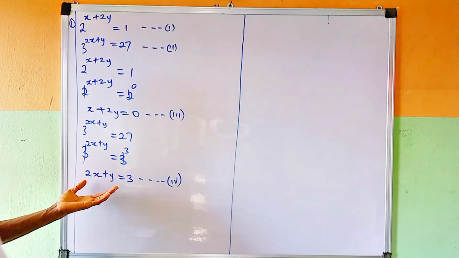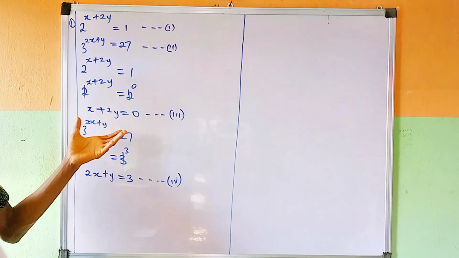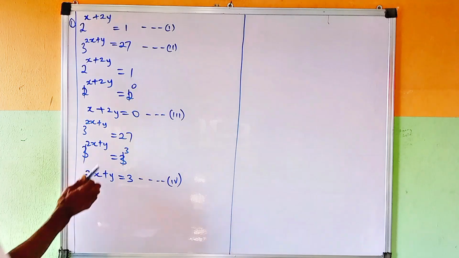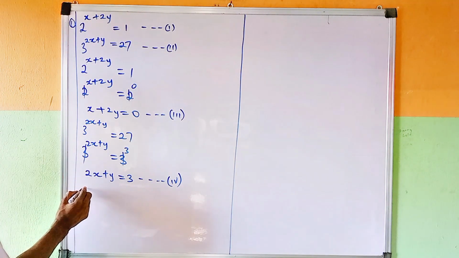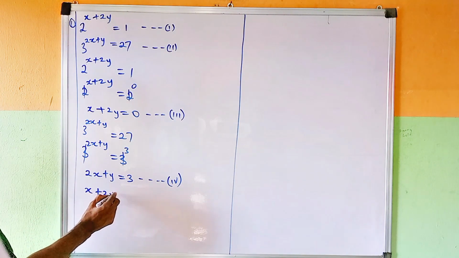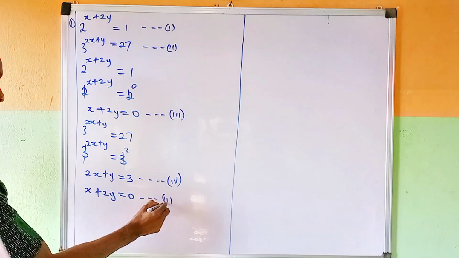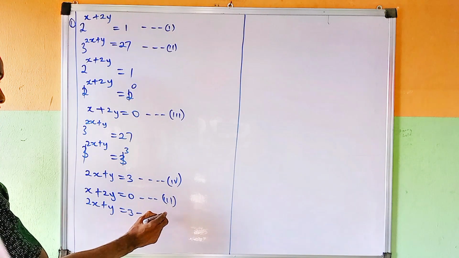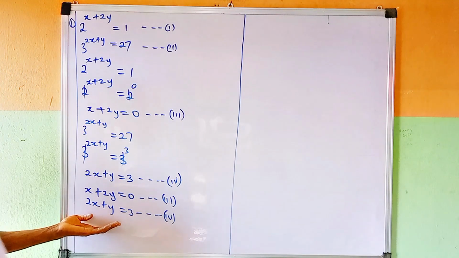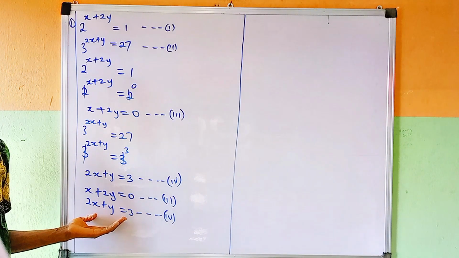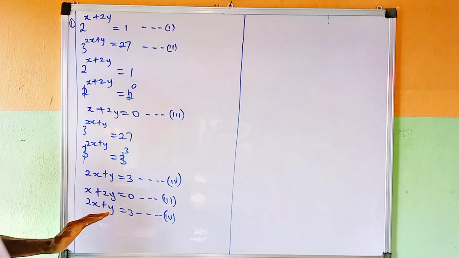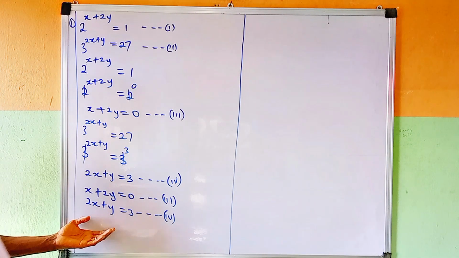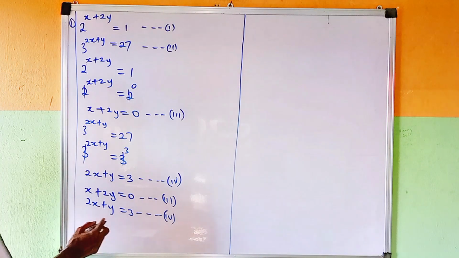So I've been able to simplify equations 1 and 2 to give me simpler equations, which are equations 3 and 4. So now having equations 3 and 4, let me rewrite: x plus 2y equals 0, equation 3. Then 2x plus y equals 3, equation 4. So now I can use the substitution method or the elimination method to answer this question, whichever way. Well, let's make use of the substitution method.